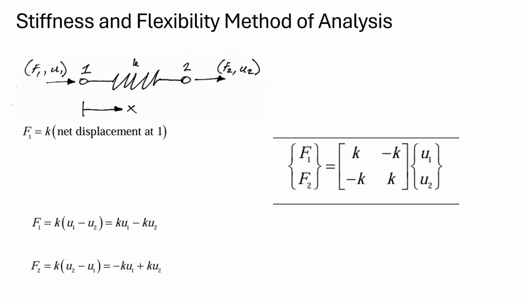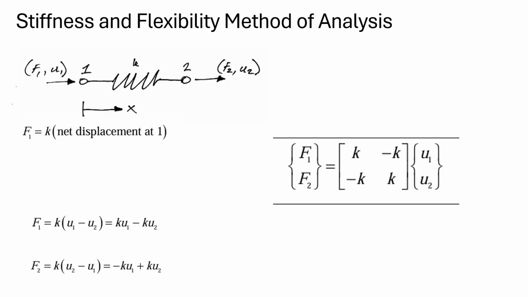That K is the stiffness, and delta is equal to K inverse of F. That K inverse is called the flexibility. Just for an example, there is a spring of stiffness K. There are two nodes, 1 and 2. The force applied at 1 is F1, and at 2 is F2. Displacement at 1 is U1, and displacement at 2 is U2.